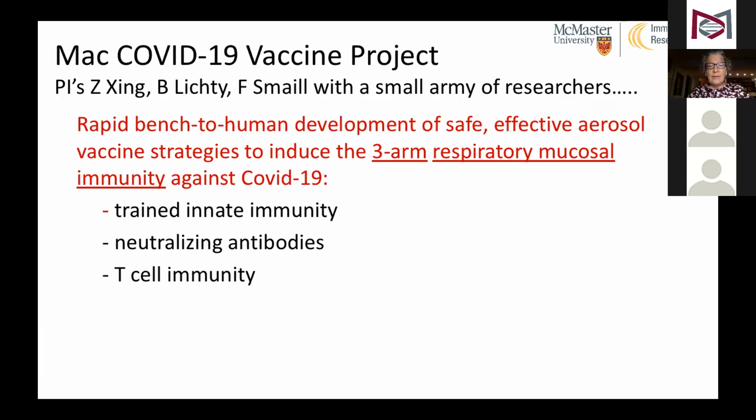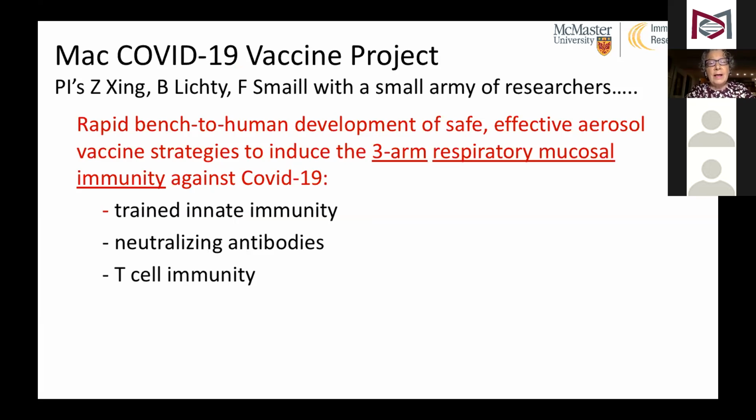So this really is just an opportunity, the story that I've told you, to just introduce at this point McMaster's COVID-19 vaccine project that I'm very fortunate to be working with Zoe and Brian on. And I've mentioned a small army of researchers. This again is a research proposal with many people contributing to it.